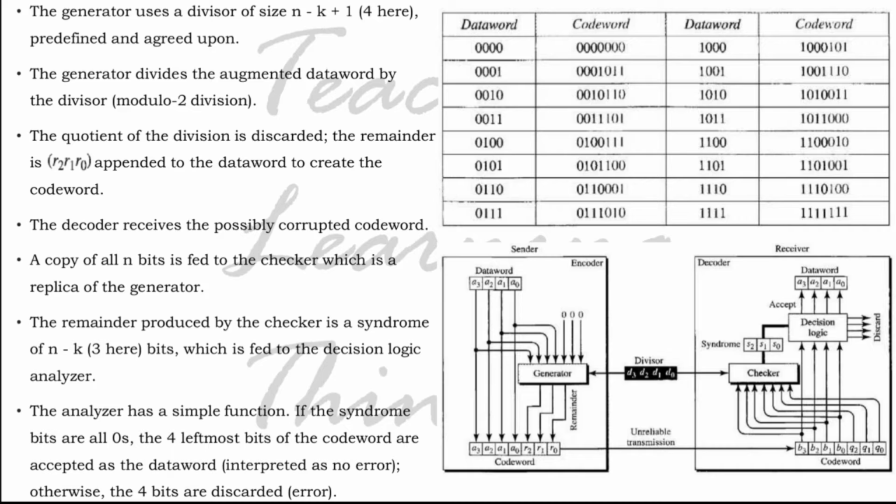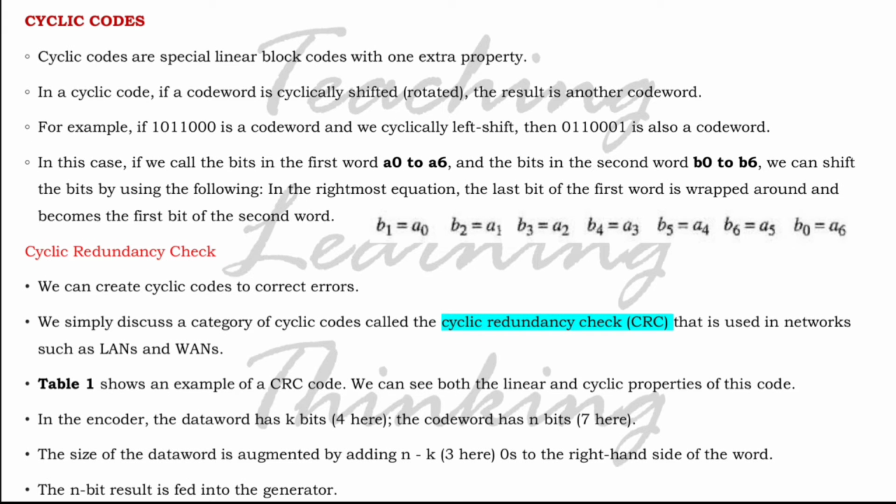Here we have the data word and the code word. The first is a 4-bit data word and the other is a 7-bit code word. Table 1 shows an example of a CRC code. We can see both the linear and cyclic codes of this code.